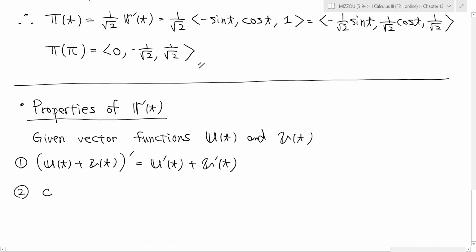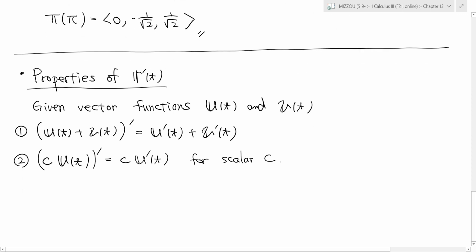If you multiply a scalar c to a vector function and then take the derivative, that's the same as you first take the derivative and then multiply by the scalar c.